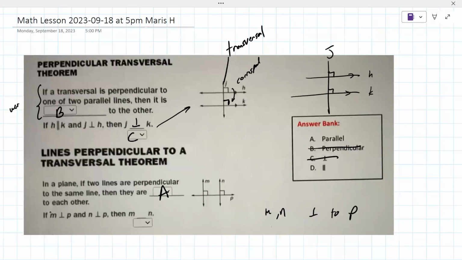In words and then symbolically. In words and then symbolically. So this is parallel then, or letter D.